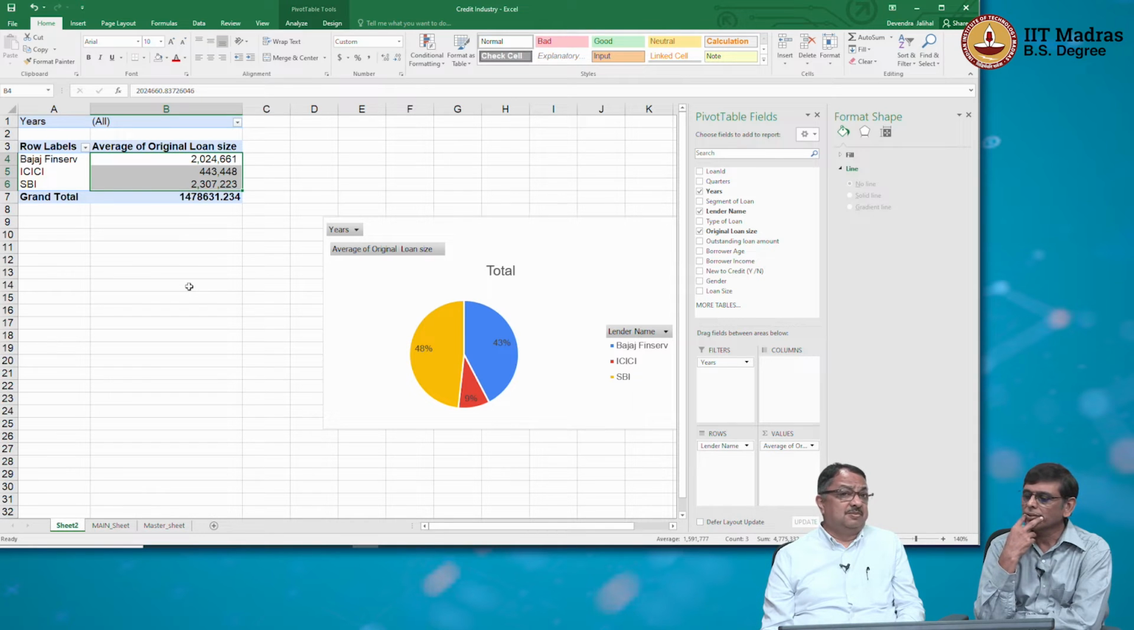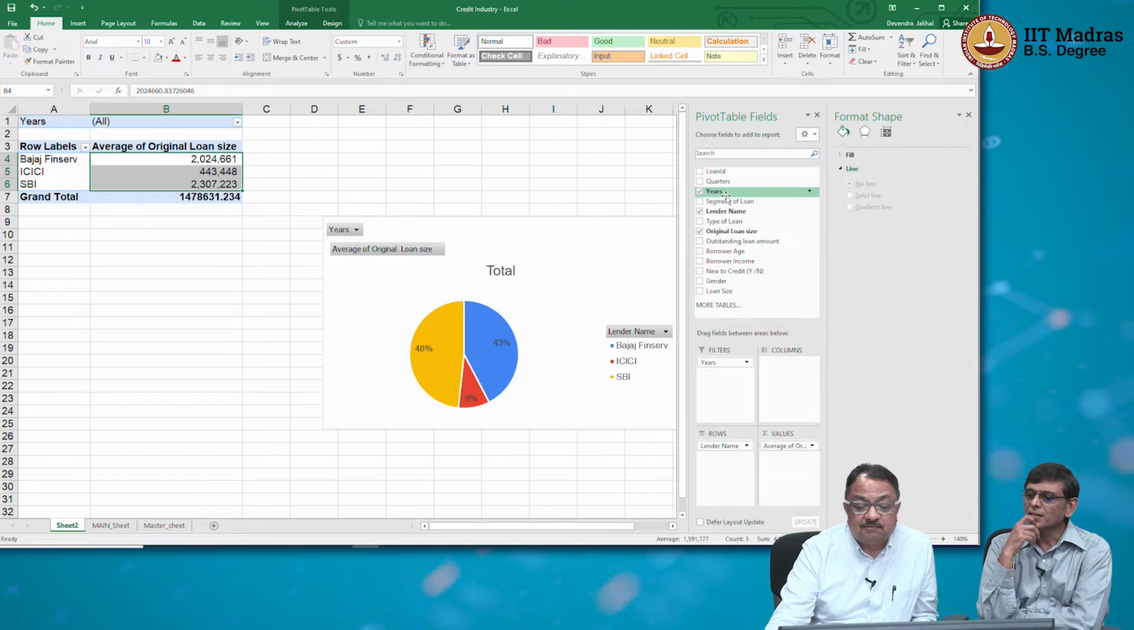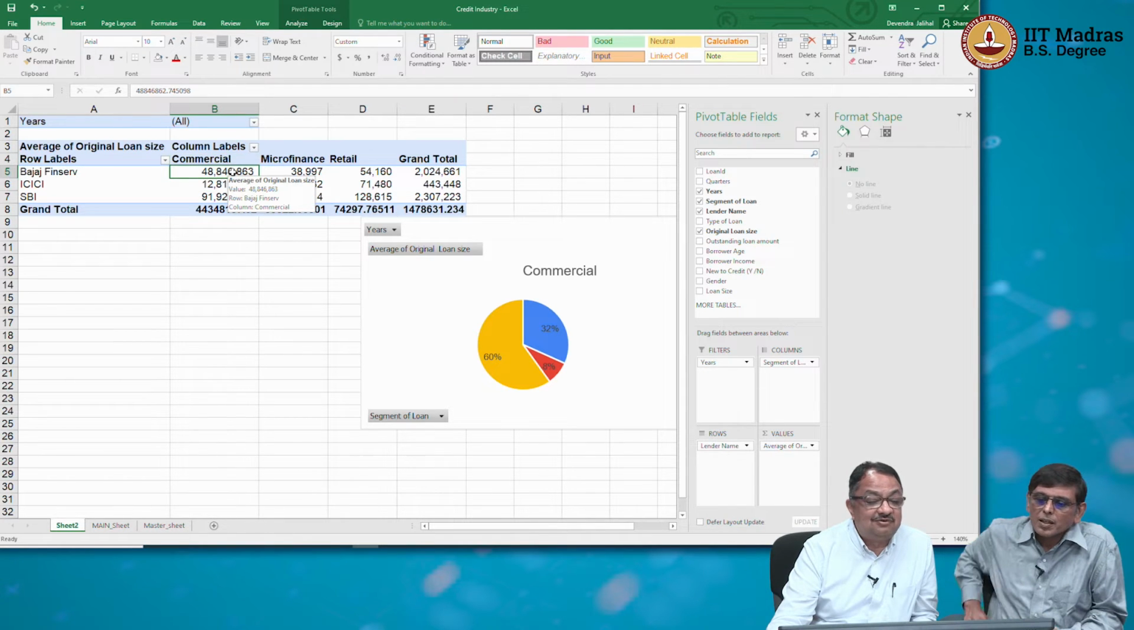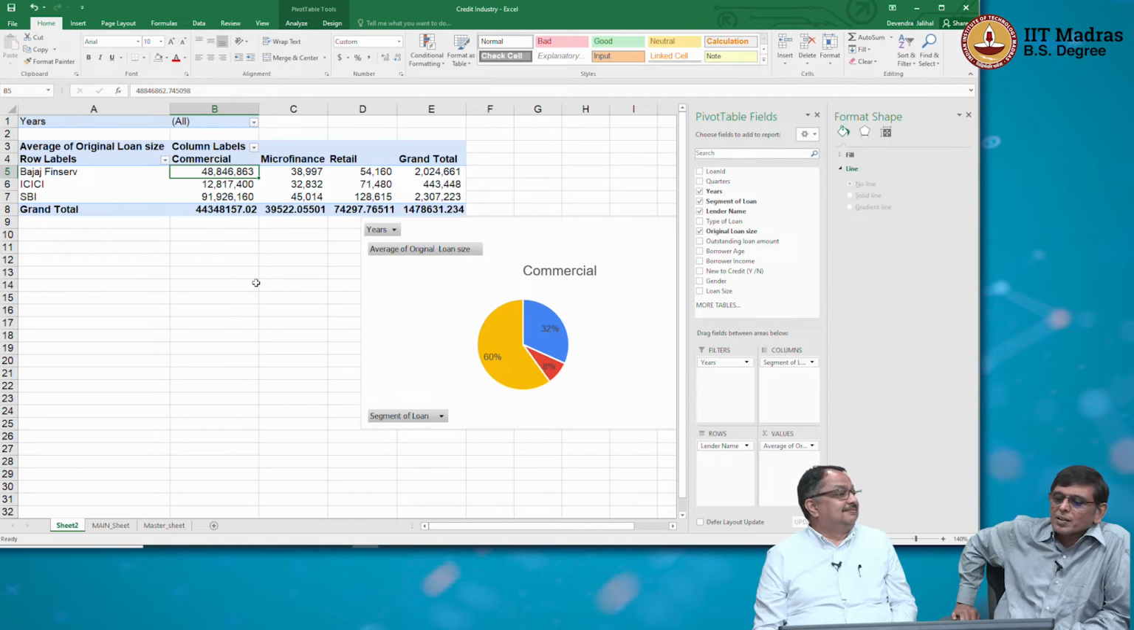Possibly. It could also be because NBFCs have a higher focus on commercial loans. Can we see the correlation between lender and the category of loans? Lender on this side, category on that side. Okay, we can try that. Let's move segment of loan. You can see that the reason this is getting so skewed is because SBI and Bajaj Finserv are giving commercial loans. ICICI is focused more on retail loans. So just look at the pie graph for retail.